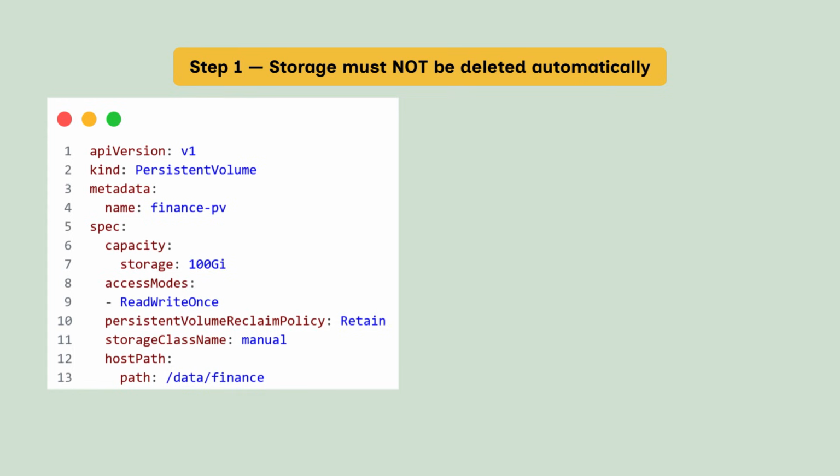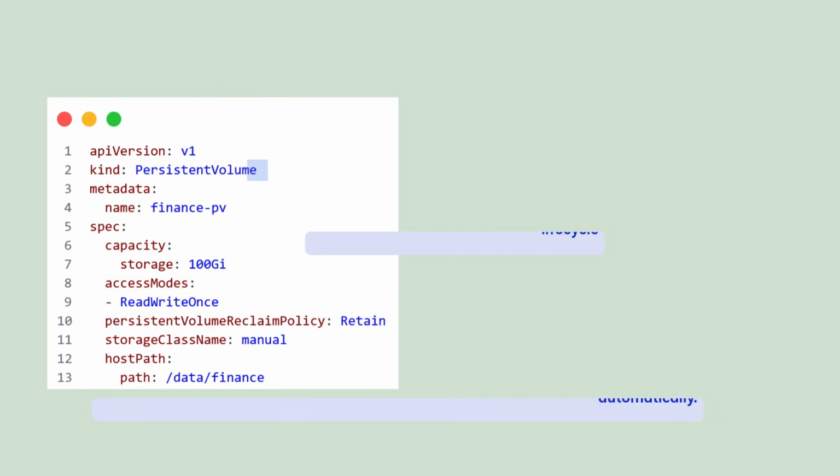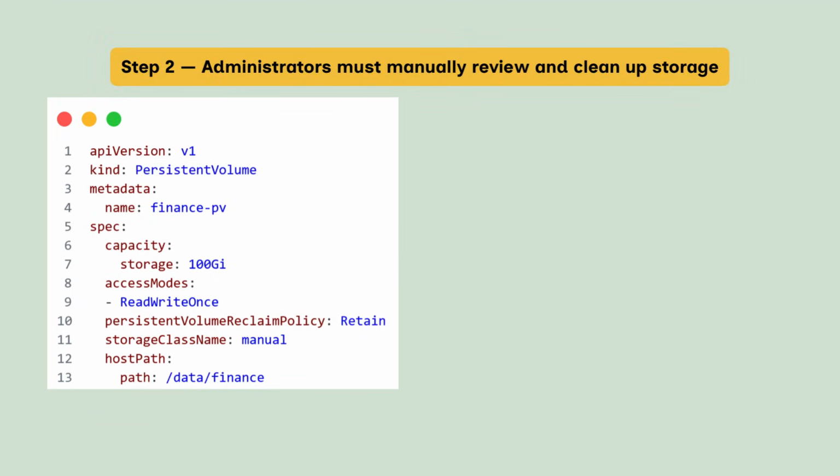First, storage must not be deleted automatically. So we explicitly control the storage lifecycle. To do that, we add a PersistentVolume with persistentVolumeReclaimPolicy as Retain. So when the PersistentVolumeClaim is deleted, Kubernetes does not delete the data and does not reuse the volume automatically.